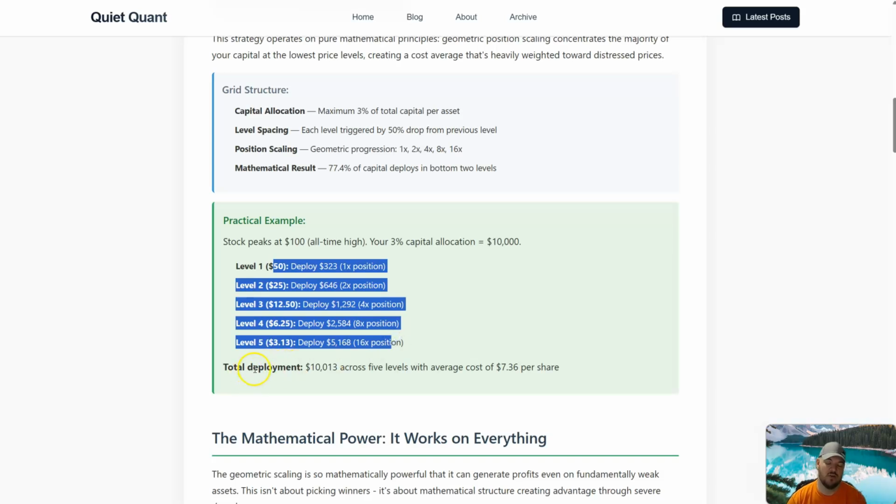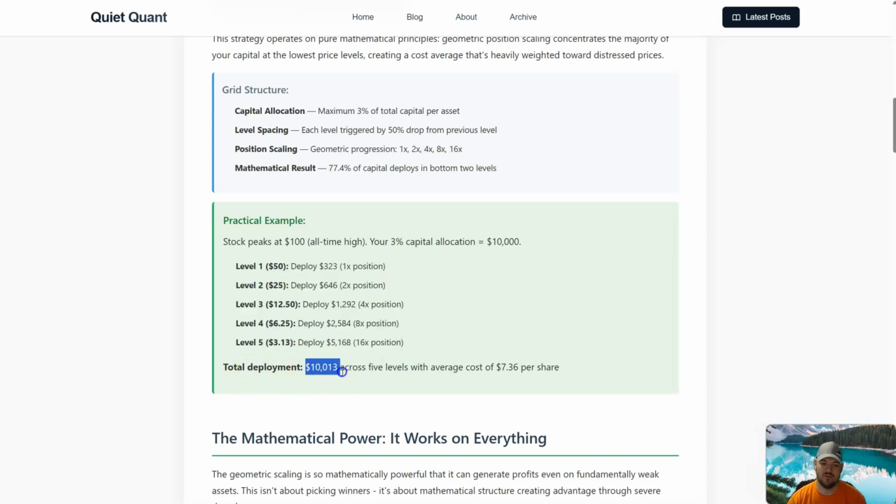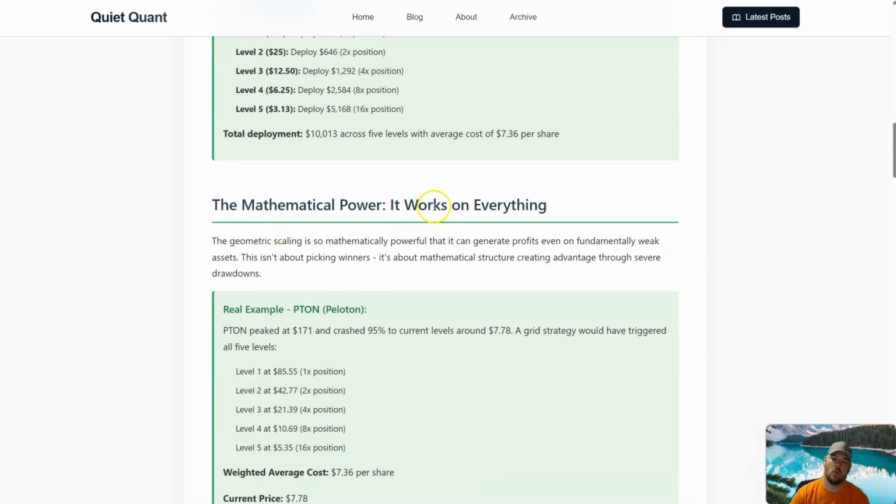If it hit all 5 levels, then I would have $10,013 invested, and my average cost per share would be $7.36, which is more than 92% from the all-time high. It's really important. The mathematical power, why it works on everything. So the geometric scaling is so mathematically powerful that it can generate profits even on fundamentally weak assets. Okay, so it's not about picking the winners. It's about mathematical structure, creating advantage through severe drawdowns.